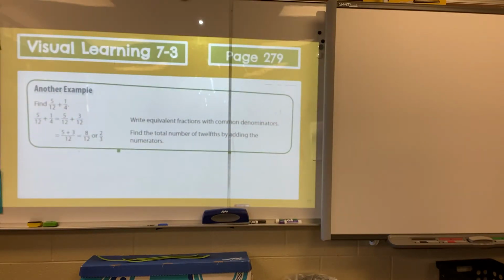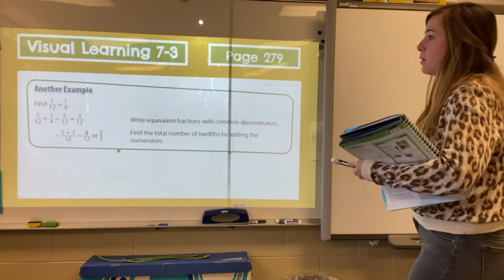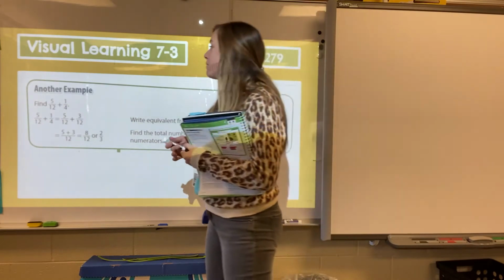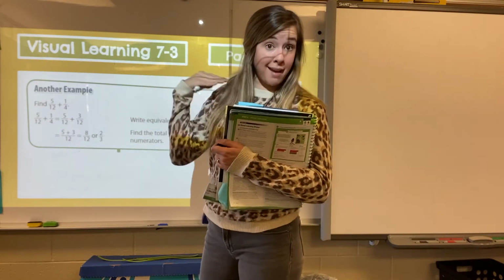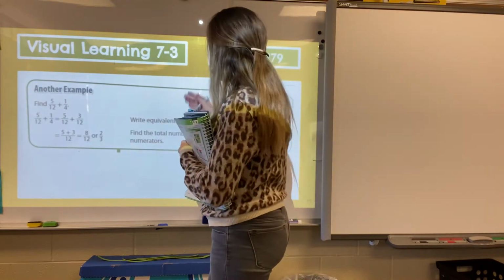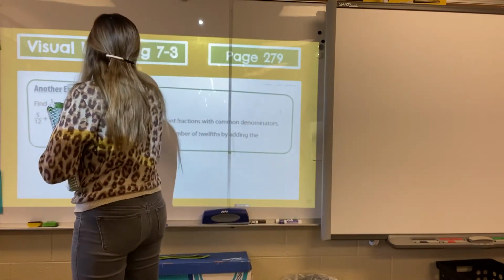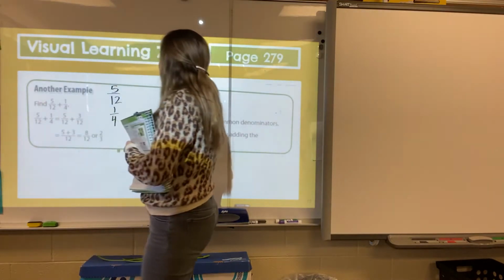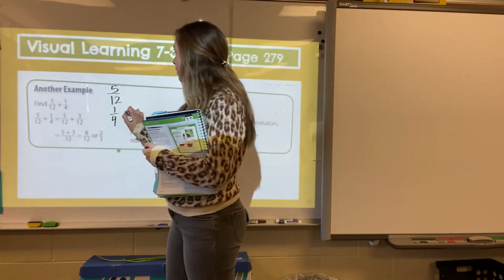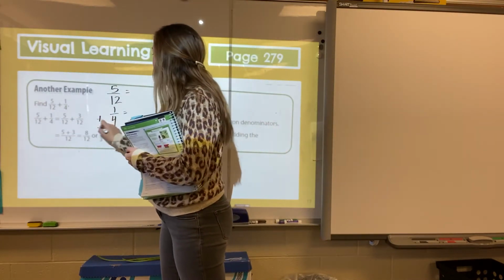All right, so here is another example that we're gonna talk through. We have 5/12 plus 1/4. Again, they have this written horizontally, and that is not the Miss Collins way. We are gonna write it down vertically, or up and down, because it's better. Okay, so if I have my 5/12 and my 1/4, I am going to add these together.